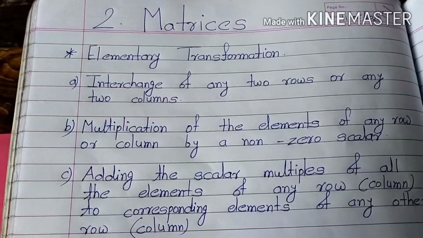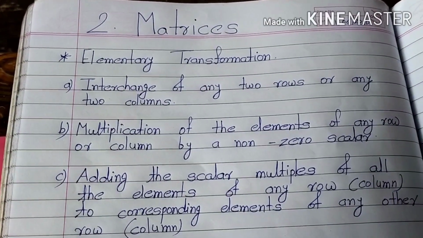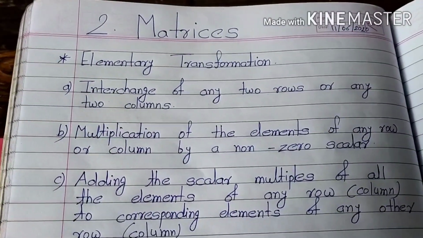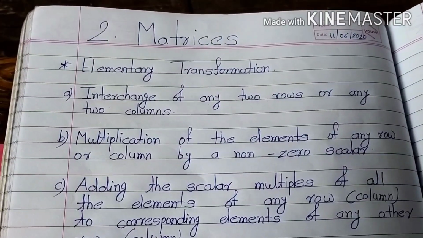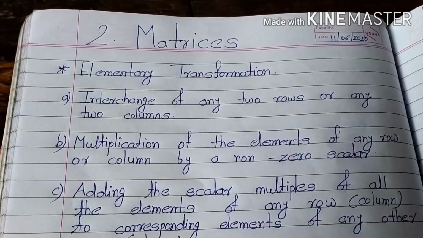Hello student, today we discuss elementary transformation of matrices. Elementary transformations of a matrix are 6 operations, 3 of which are due to rows and 3 are due to columns.